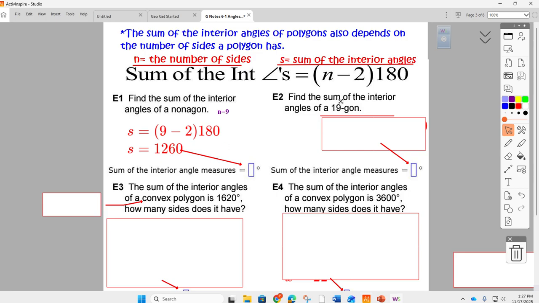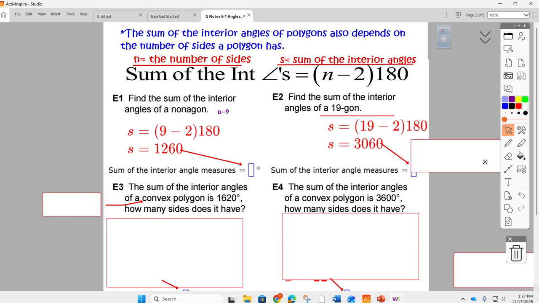Here we get to the easy ones. There's nothing to remember. A 19-gon. So if we want to find the sum of the interior angles of a 19-gon, we just replace the n with 19. That's 17 times 180, which is 3,060 degrees.